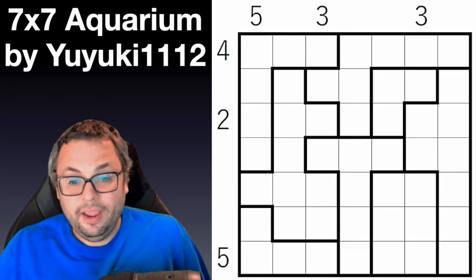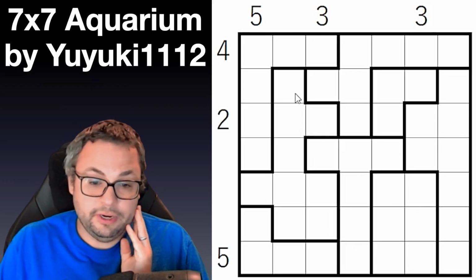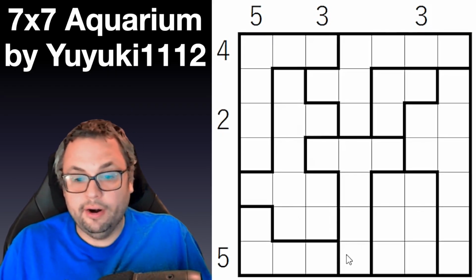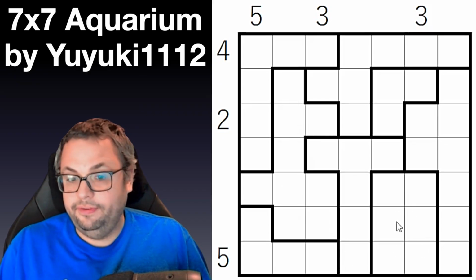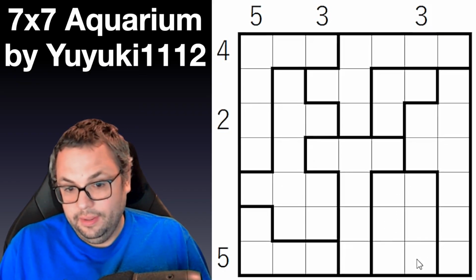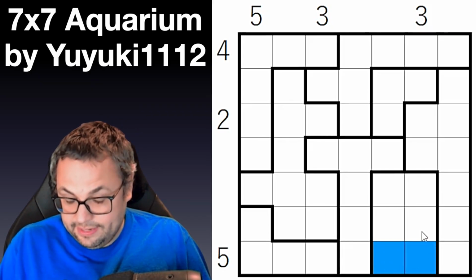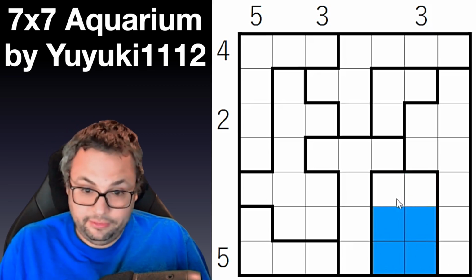So, aquarium is a genre where we're going to be filling tanks with water. Each of these regions is a tank, and you fill things with water from the bottom. For example, if I start filling this tank with water, then both of these would be filled. And then if I add more water, both of these will be filled, and so on up this.